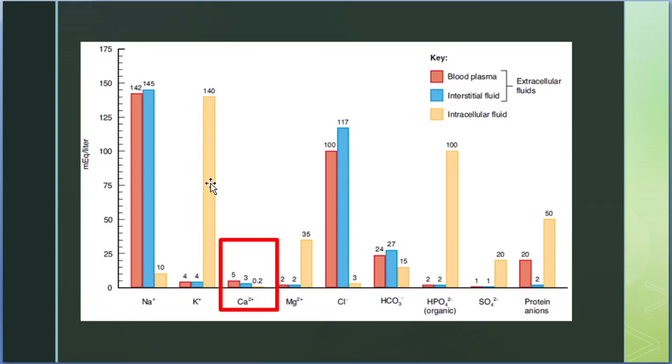So this diagram will show us the distribution of your calcium. Again, this is the fifth most common electrolyte in comparison to your sodium, potassium, chloride, bicarbonate, and other substances. So you see, in your blood plasma, the calcium is approximately 5 milliequivalents per liter. Your interstitial fluid is around 3 milliequivalents per liter, while your intracellular fluid is only around 0.2 milliequivalents per liter of your calcium.